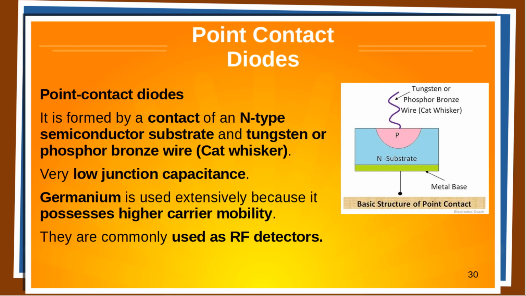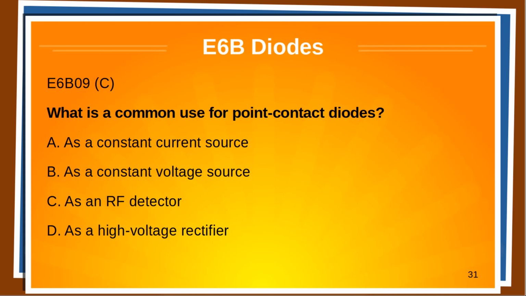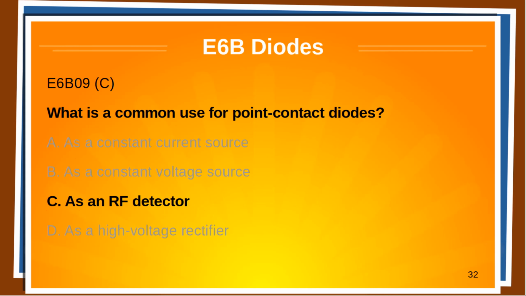And I guess they make most of them with germanium because of the higher carrier mobility, which means that the holes and the free electrons can move quickly through it. So it makes a good RF detector. So what is the common use for a point contact diode? An RF detector. I heard this. Would that be an envelope detector?